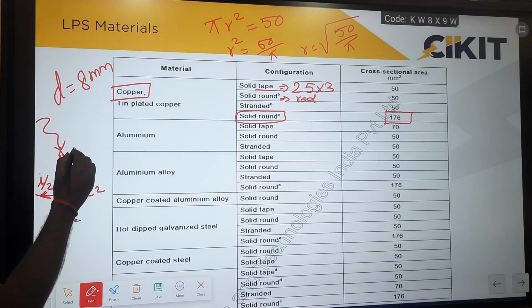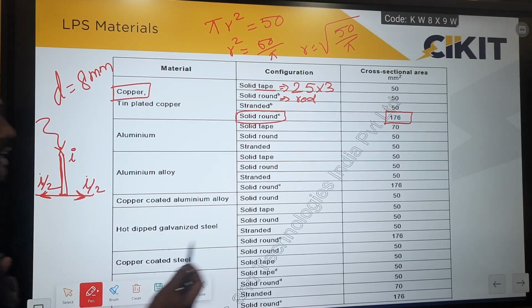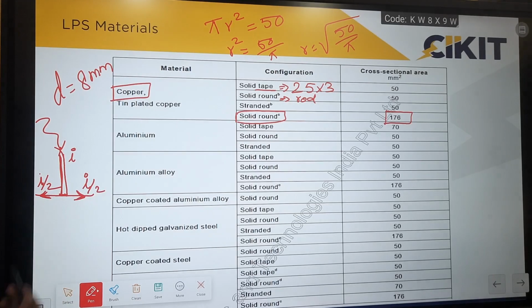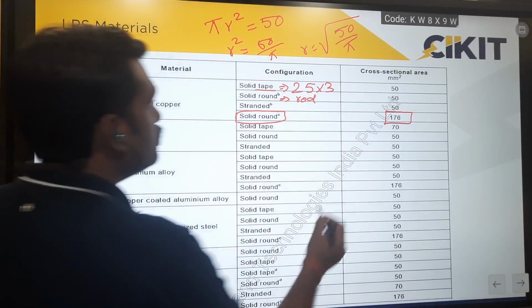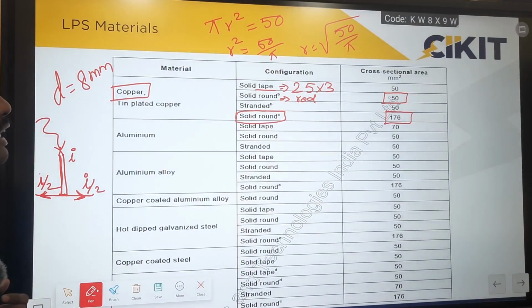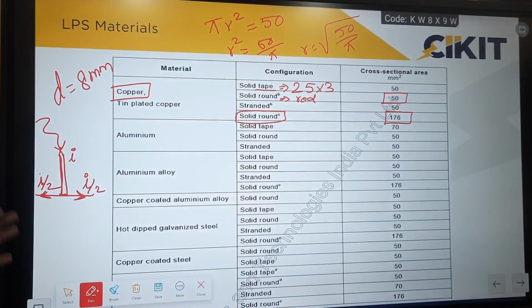So the cross sectional area of this air terminal will be always higher than the cross sectional area of the down conductors. So for down conductors we will be considering 50 square mm, but for air terminals we will be considering 176 square mm, because the current flowing through this air terminal will be higher than the current which will be flowing through the down conductor. So we always consider higher size for this air terminal than the down conductor.